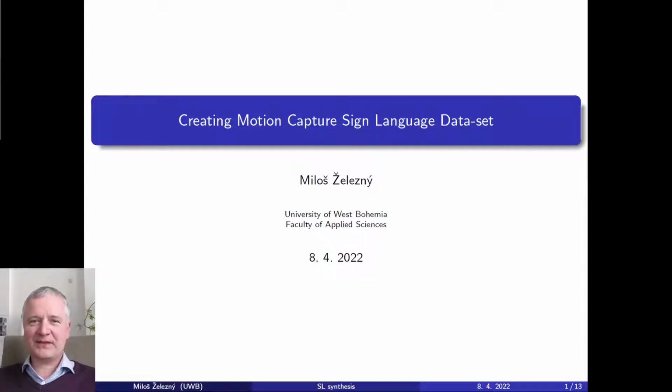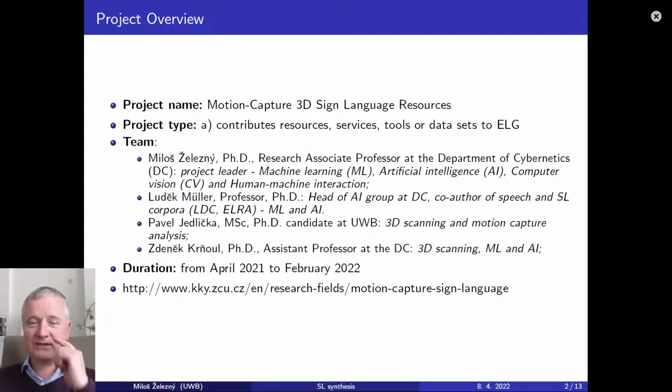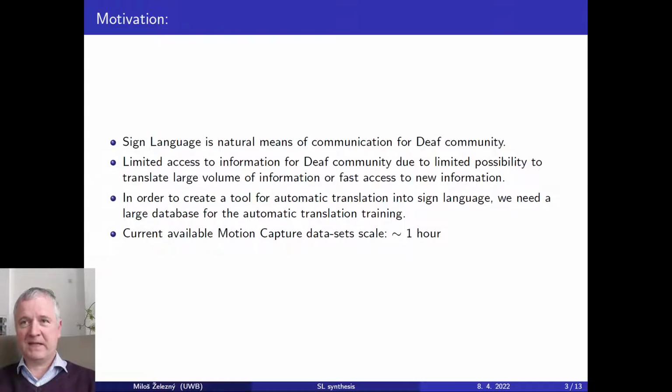My name is Miloš and I would like to present our project. The name of the project is Creating Motion Capture Sign Language Dataset. Let me start with the project overview. The project is of the type of contributing resources, elg. We work in a team of 4 people: me, Luděk Miller, Pavel Jedlička and Zdeněk Krňol. The duration of the project was from April 2021 to February 2022.